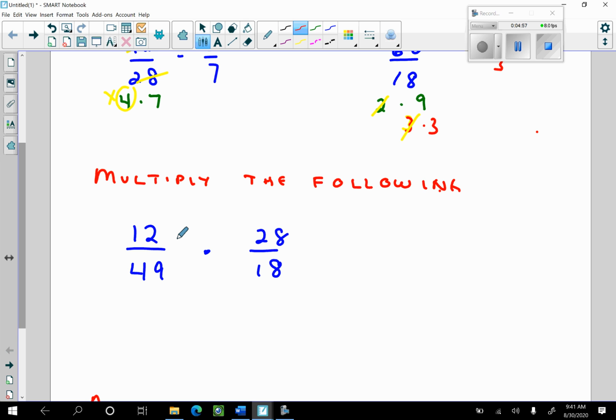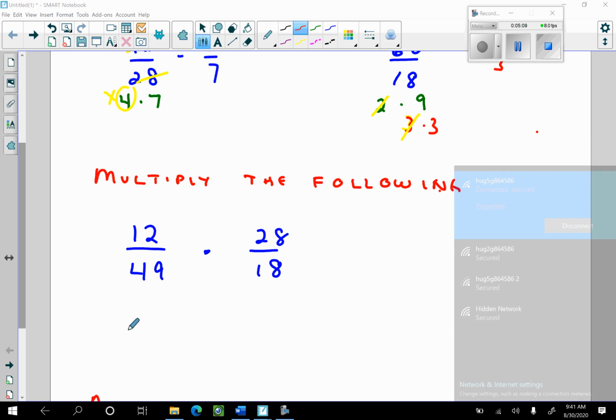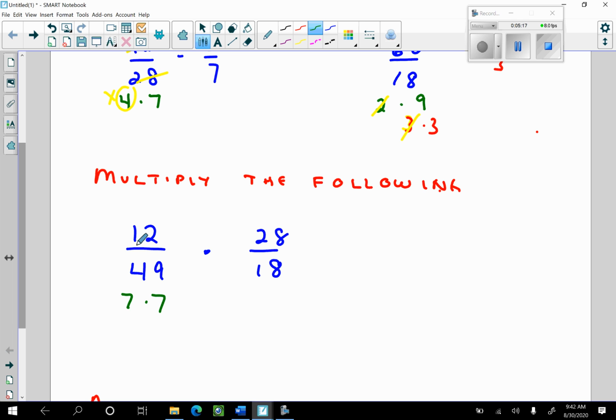So a lot of people would say, hey, just multiply the 12 times 28 and the 49 by 18 and then go up here and reduce. We don't want to do that. What we want to do is factor everything and cancel like factors over here. Okay, so let's see here. I know 49 only has two factors. It's 7 times 7.